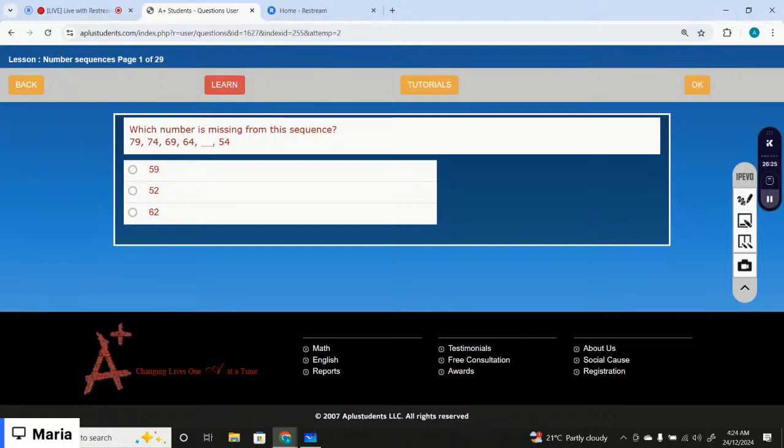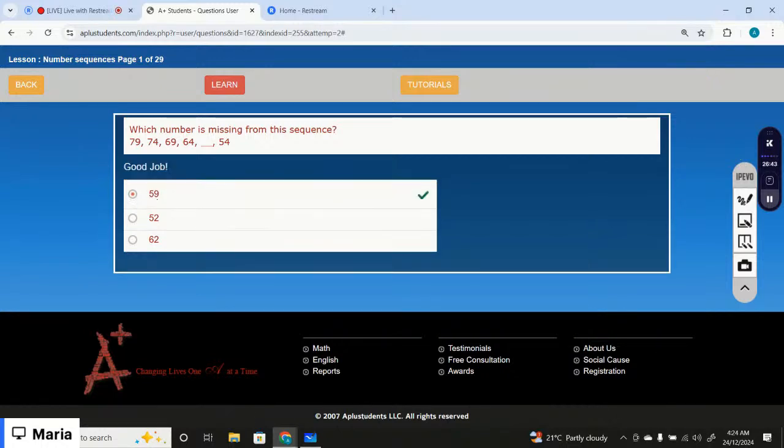79 minus 5 is 74. 74 minus 5 is 69. The pattern is decreasing. 69 minus 5 is 64. Now 64 minus 5 is 59. Option number 1 is the correct option. The pattern is decreasing by 5.